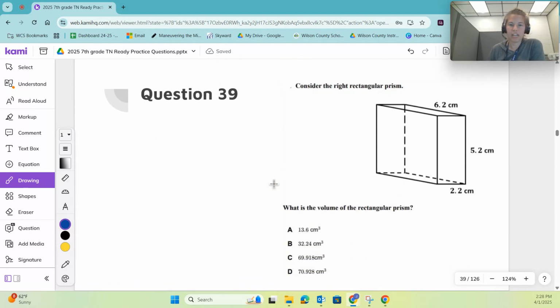All right, number 39. Consider the right rectangular prism. What is the volume of the rectangular prism? So your rectangular prism, we find volume by doing length times width times height. This is a calculator section, so all we are doing is multiplying the length, the width, and the height. So 2.2 times 5.2 times 6.2, and we get 70.928 centimeters cubed. So D is my correct answer there. Simply just multiplying.